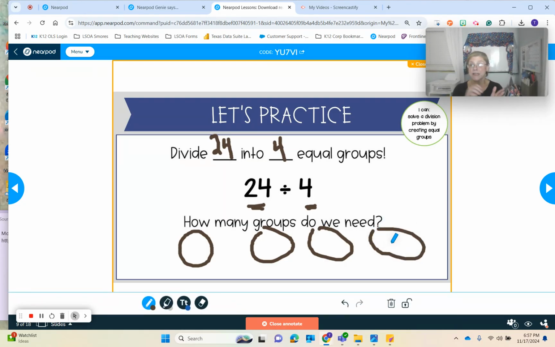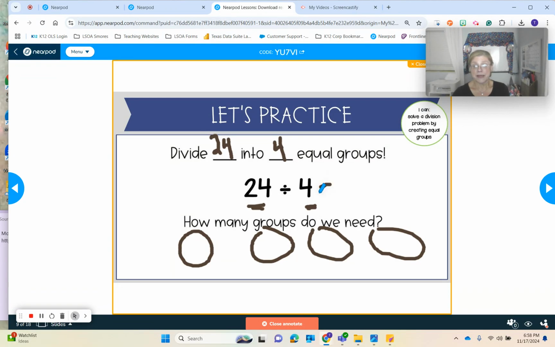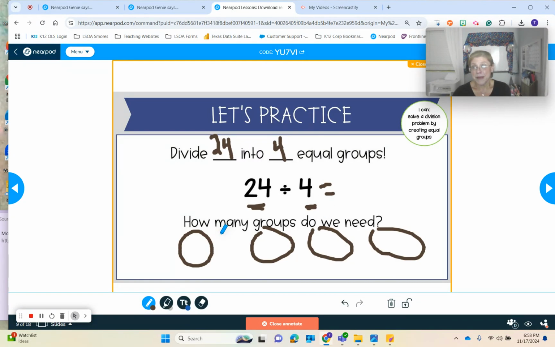Now, if you know 4 times what equals 24, you kind of already skipped this part. But if you don't have the automaticity with the math, it's totally cool. I can honestly say Miss Smith might struggle with that sometimes. So if you don't have that, you're fine. So we know how many equal groups we need. We need 4. What is our quotient going to be? Now that we know we need 4 equal groups, how many dots, or triangles, whatever, are going to be in each group?